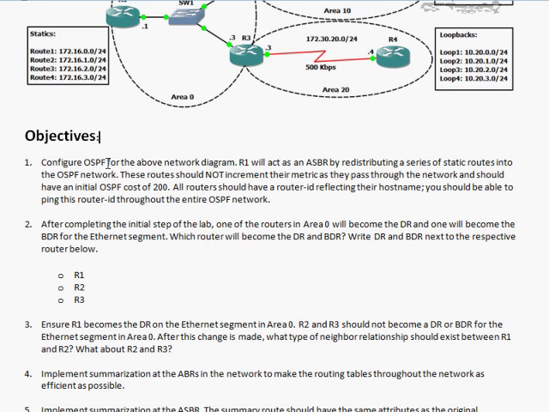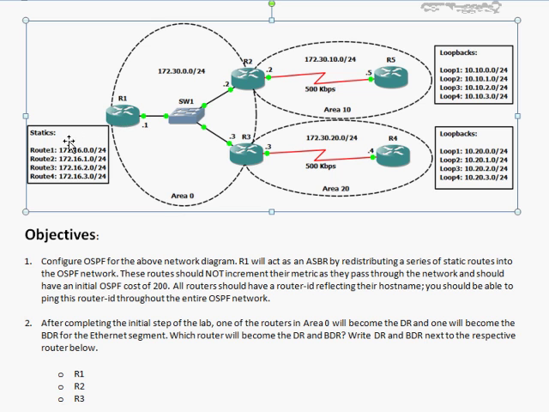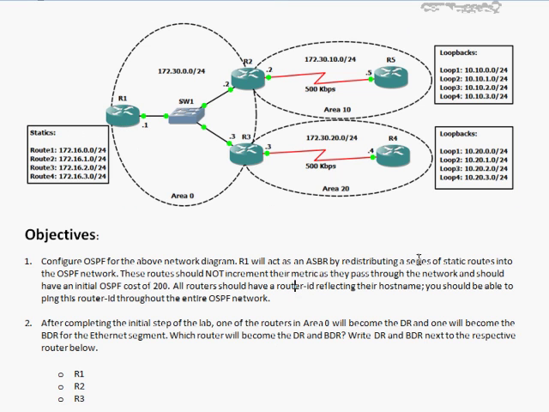We've got our objectives. Number 1, configure OSPF for the above network diagram. Router 1 will act as an ASBR, so this guy's connecting to our external networks over here, by redistributing a series of static routes into the OSPF network. So that's how we're going to simulate an ASBR without me having to set up a whole other network topology over here running EIGRP or something like that. It would be easy to do, but by golly, even easier than redistributing some static routes. So we're going to send these static routes, which all point to null 0, and that's fine, into the network.